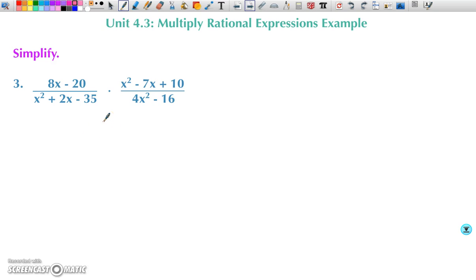All right, number 3. So again, just multiplying, which means we need to multiply straight across. The easiest thing every single time is to factor. So in this case, to factor here just means to take out the greatest common factor. We can't do anything other than that. So I'm going to factor a 4 out, leaving us with 2x minus 5 over, and the factors for the bottom part are x plus 7 times x minus 5.